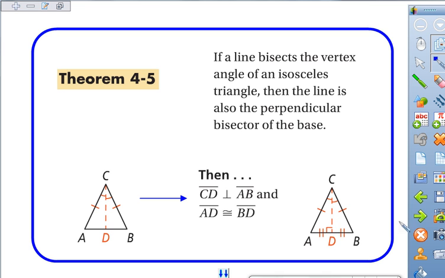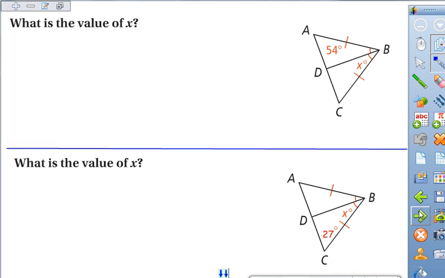Theorem 4-5. If a line bisects the vertex angle of an isosceles triangle, then the line is also the perpendicular bisector of the base. So in our picture, if this line is the angle bisector in an isosceles triangle, it's also going to be the midpoint down here. So let's see if we can use that.